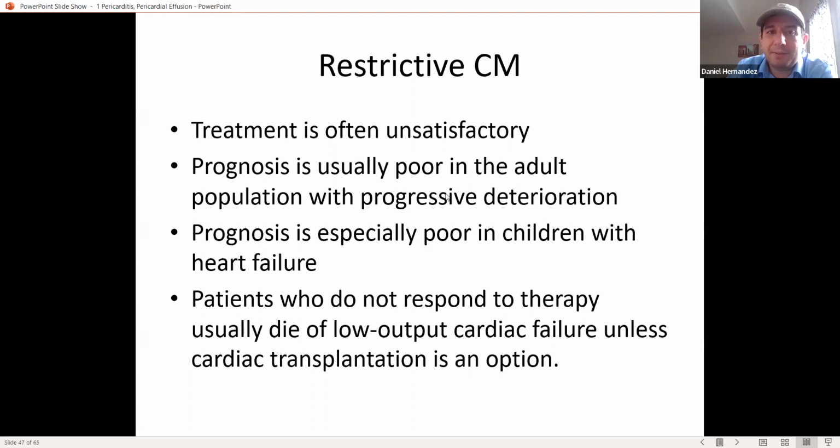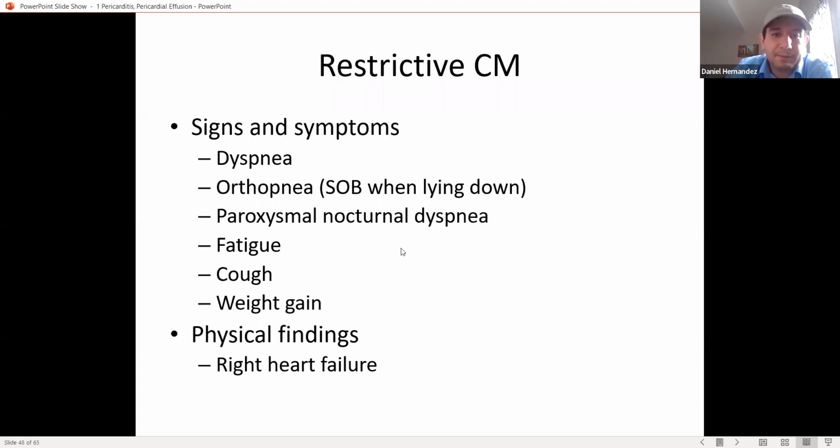Treatment is often unsatisfactory with restrictive cardiomyopathy, and prognosis is usually poor in the adult population with progressive deterioration. Prognosis is especially poor in children with heart failure. And patients who do not respond to therapy usually die of low output cardiac failure unless cardiac transplantation is an option. Just showing some signs and symptoms of restrictive cardiomyopathy.